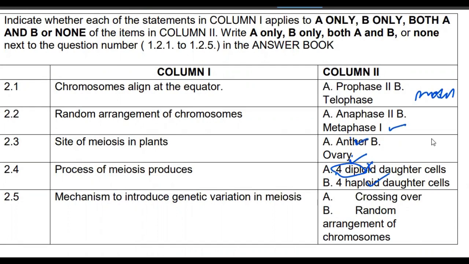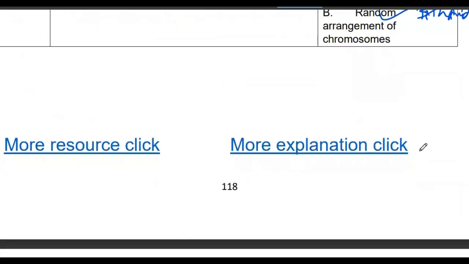The mechanism to introduce genetic variation, crossing over, is correct. Random arrangement of chromosomes is also correct. So it is both A and B. So basically, you see, yeah.